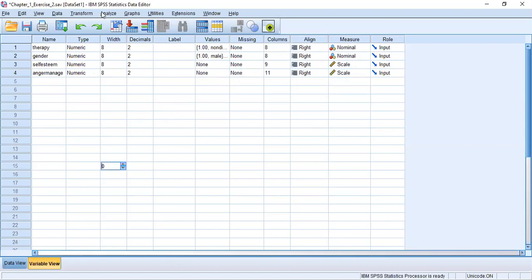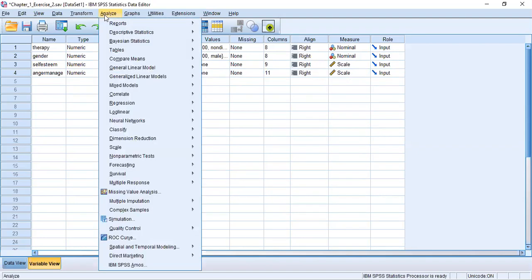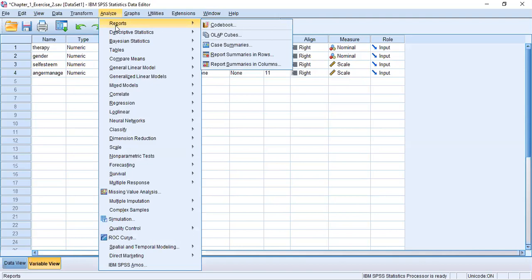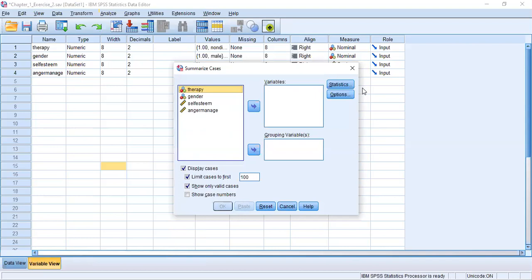Now going for the analysis, we'll click on Analyze, and then go to Reports. Move straight from Reports to something called Case Summaries. You just need to click on it, and as you do, this box comes up. Now you have these 4 variables before you: therapy, gender, self-esteem, and anger. Press the shift button and then the down arrow, and you can select all 4 variables. Click the arrow button, and there you are, you've got the variables.